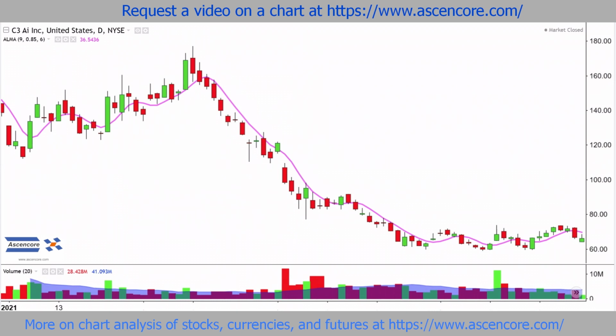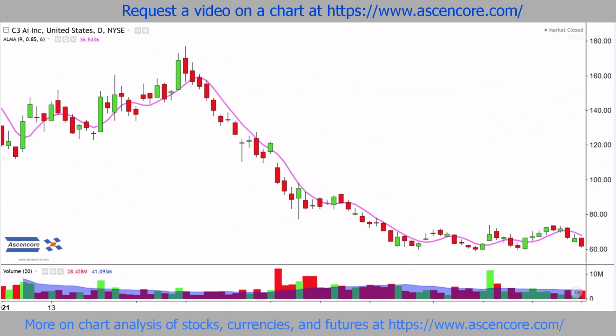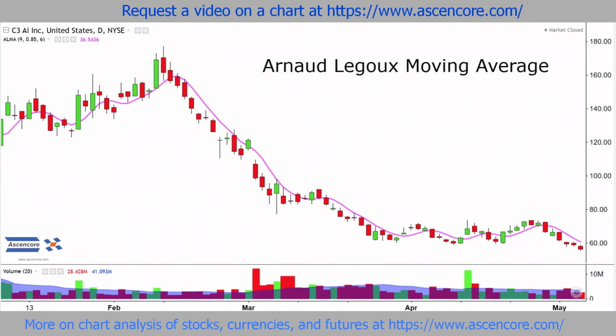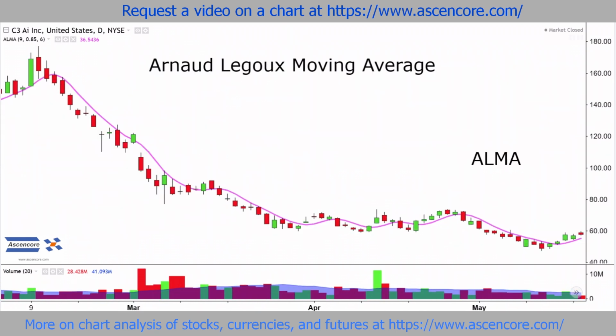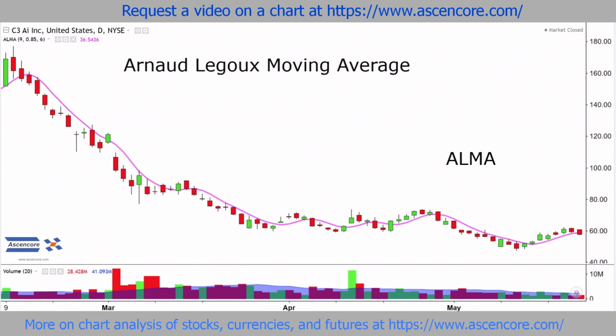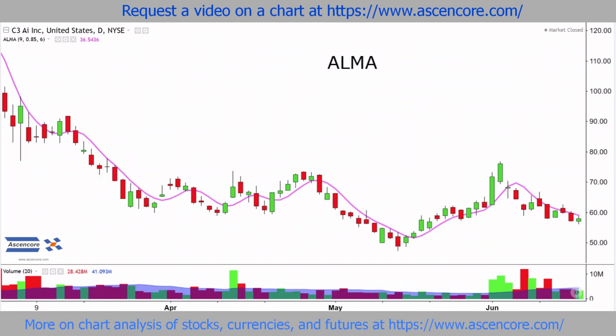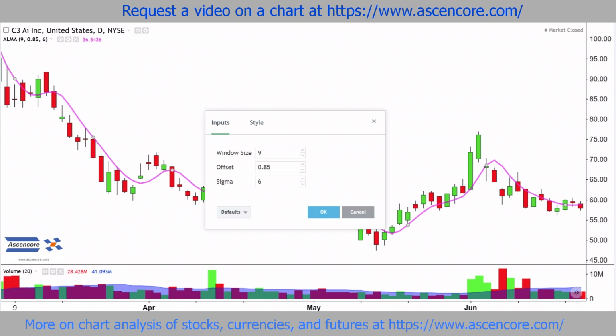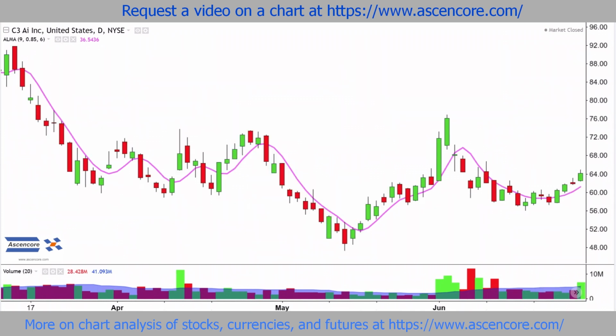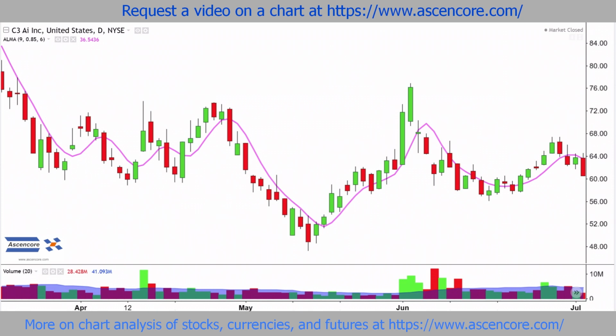The Arnaud Legoux moving average, or ALMA for short, is a moving average variation that is meant to be smoother and more responsive. It attempts to do this by tracking price more closely to quickly reflect current movements. In theory, this indicator can help improve performance in terms of filtering out noise during indecisive markets and reducing latency to allow for quicker identification and reactions to trend changes.